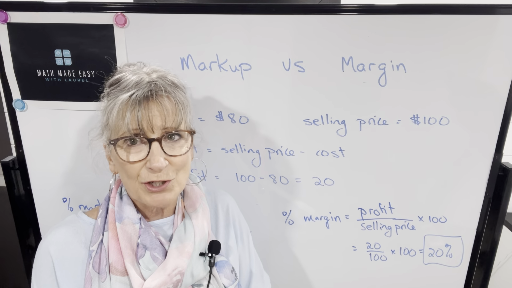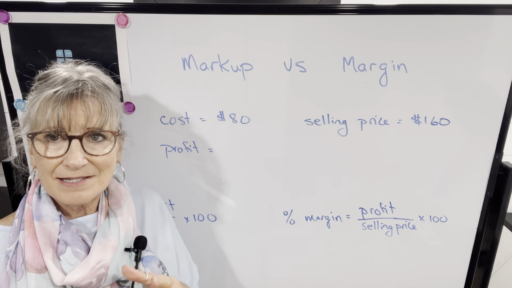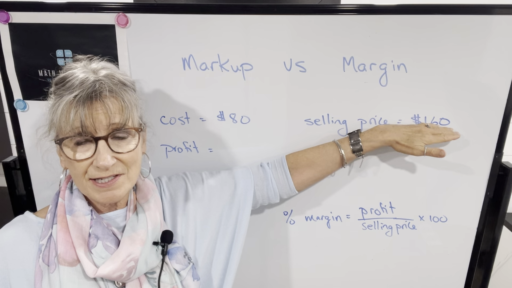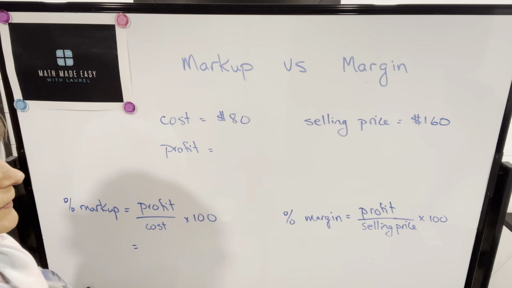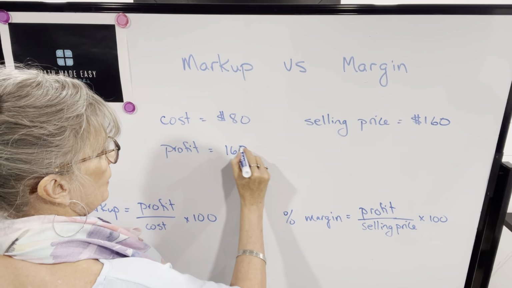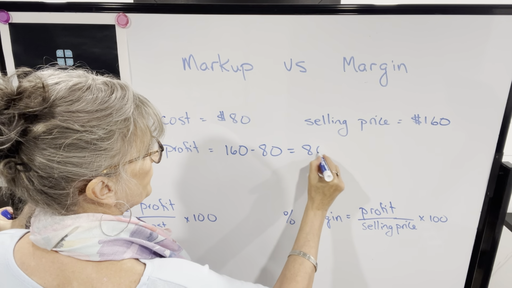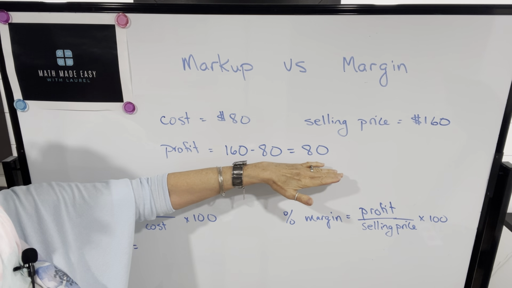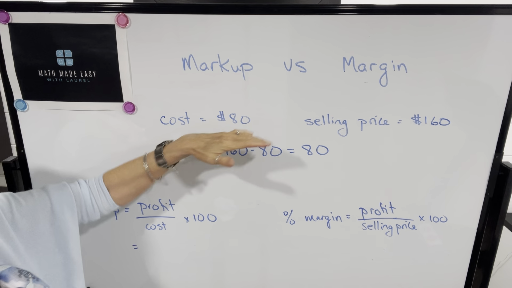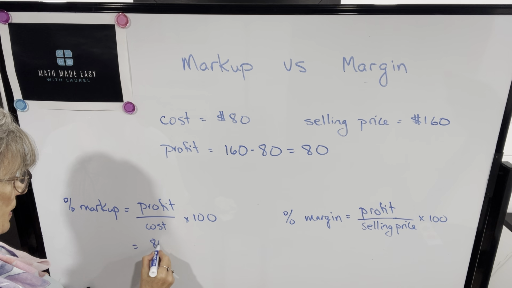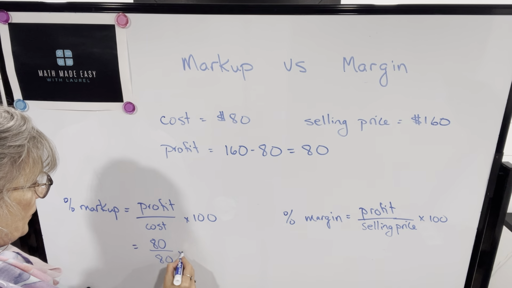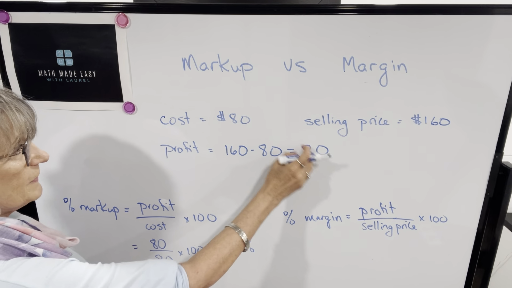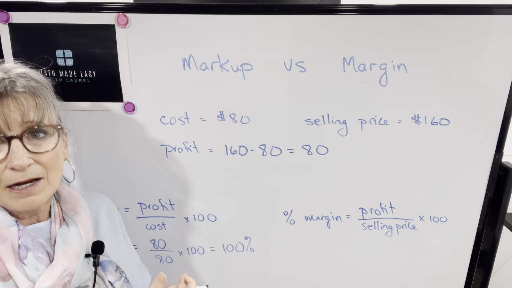Let's do one more example to make sure we've got this straight. Let's take that same jacket, cost is $80, and now we're going to sell it for $160. So now our profit is going to be 160 minus 80, which is $80. To find percent markup, we're going to find what percent the profit is of the cost. So in this case, it would be 80 in our numerator, 80 in our denominator, and that would be 100%. Okay, the profit is the same as the cost, so we've marked it up 100%.